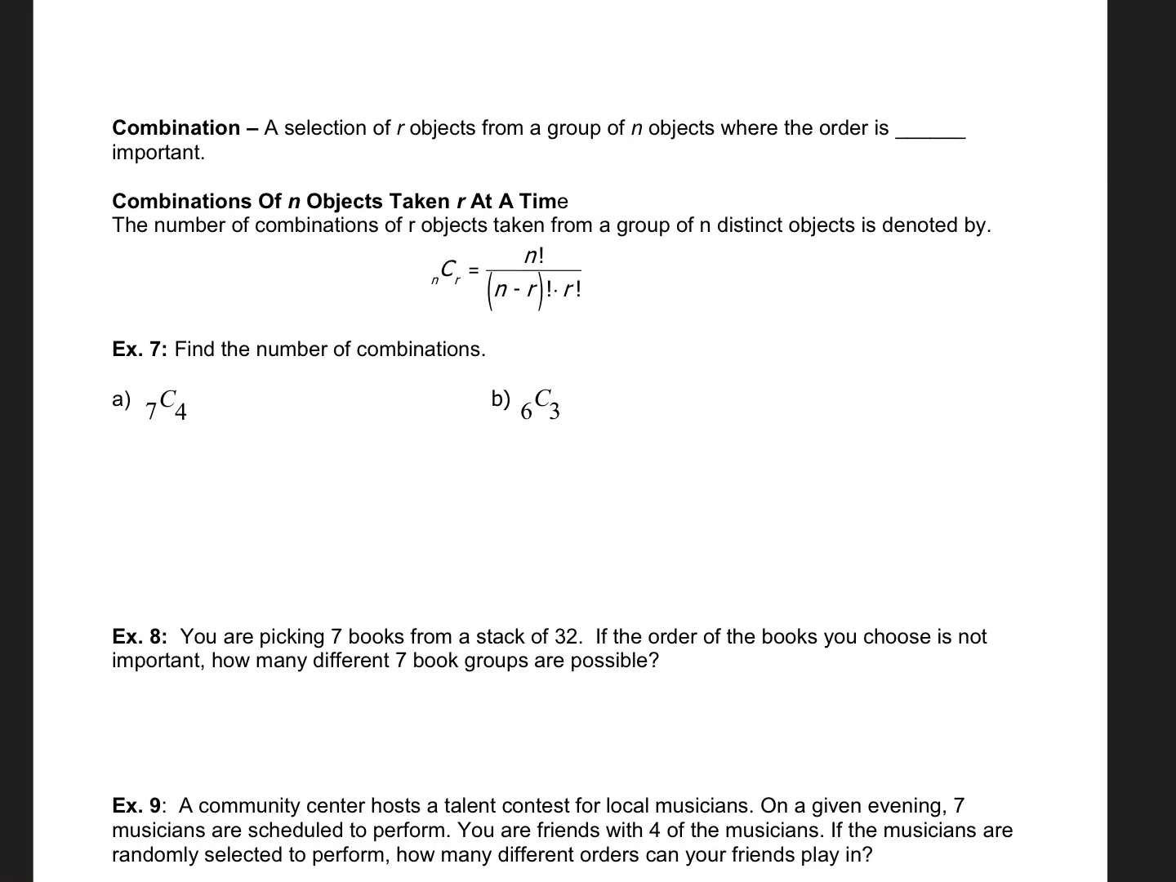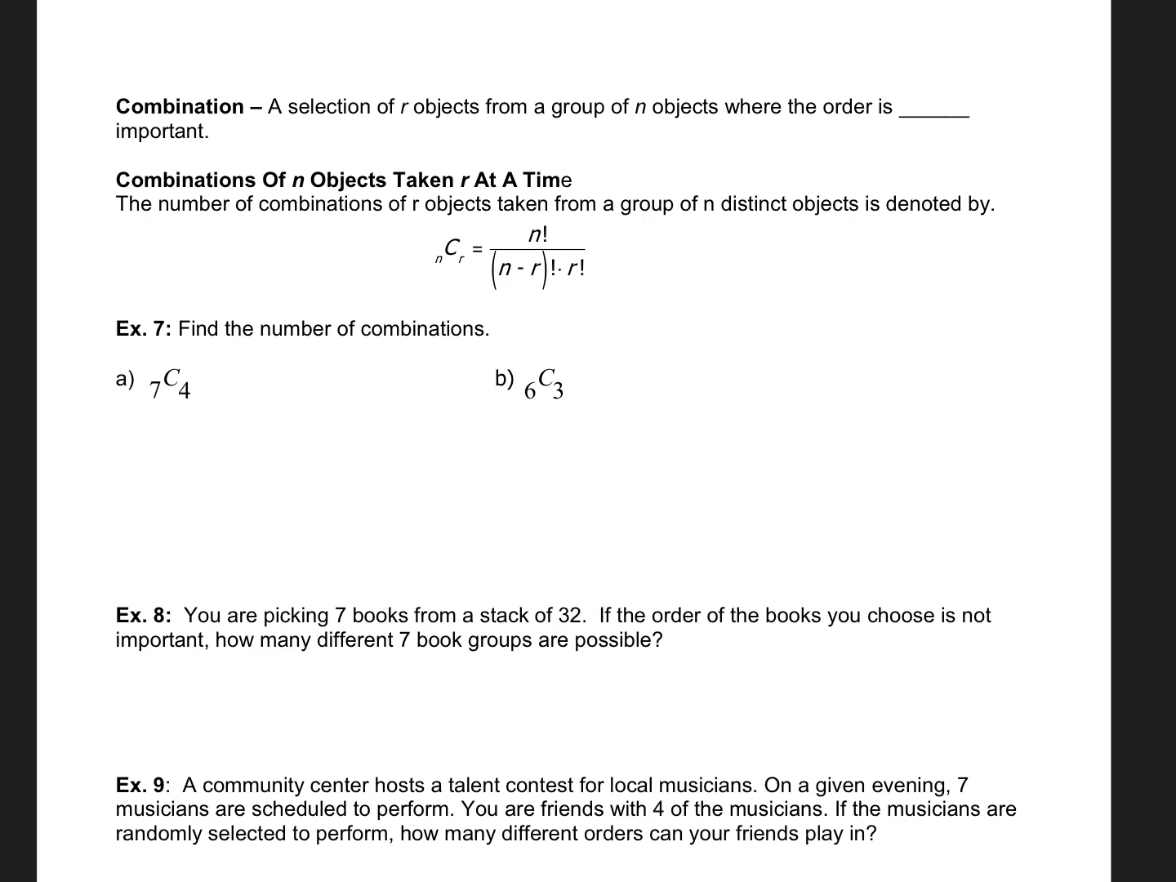Okay, moving along, let's talk about combinations now. We talked about permutations, now we're going to talk about a combination. A combination is a selection of r objects from a group of n objects where the order is not important.